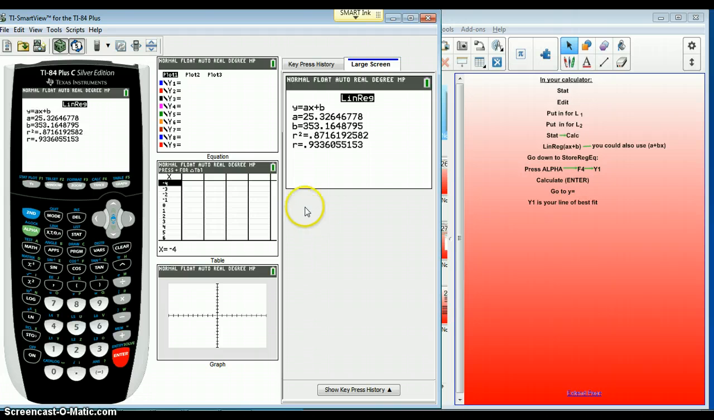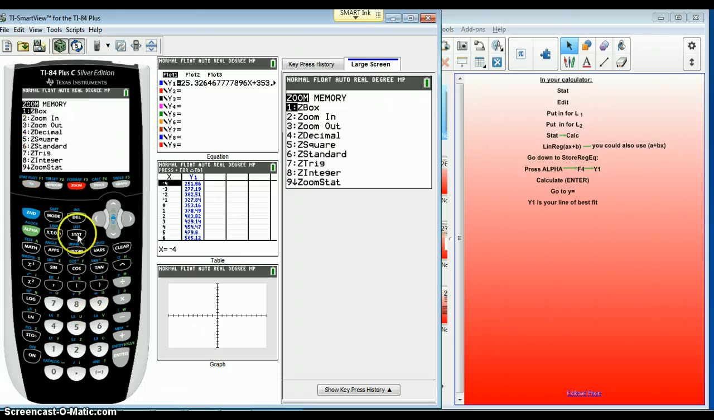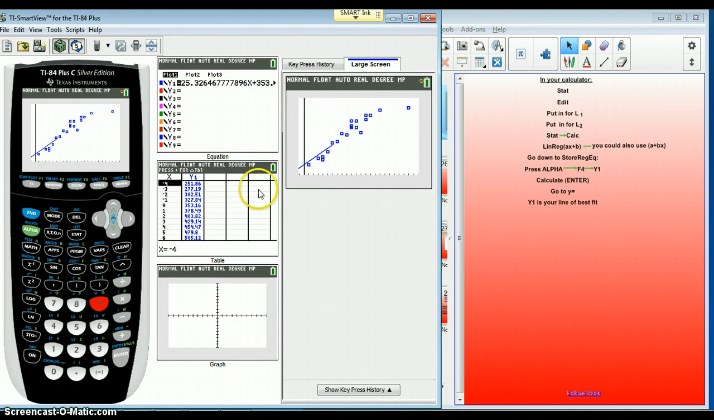So if we wanted to graph it, now when we go to Y equals, since we put it in to store reg EQ in Y1, now when we go to our graph, so let's say we use zoom stat because we're graphing something statistics, so zoom 9. Now we can see our scatter plot and what our trend line should look like as well.